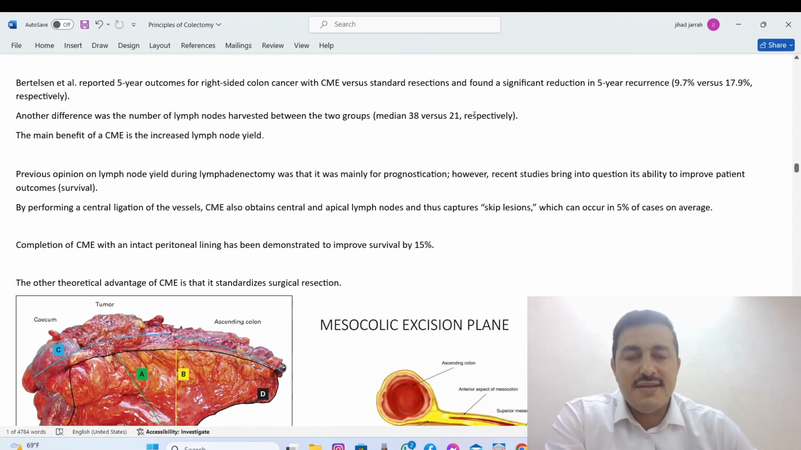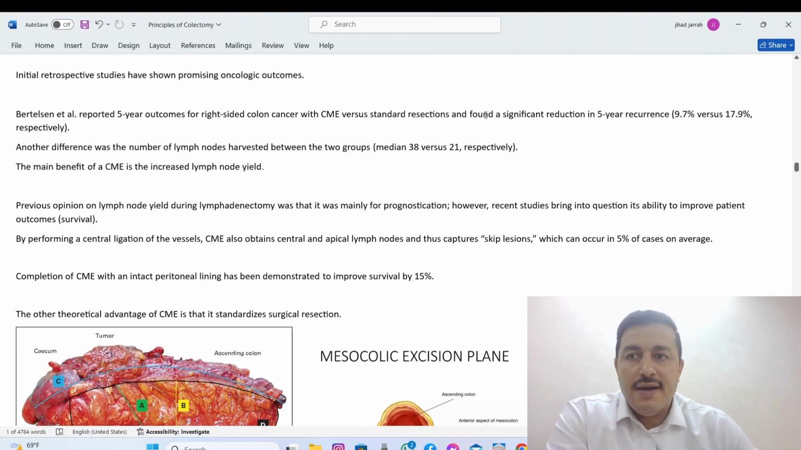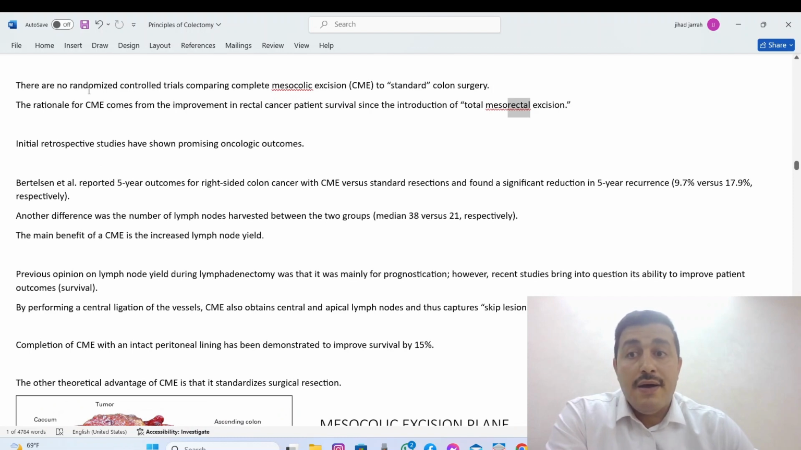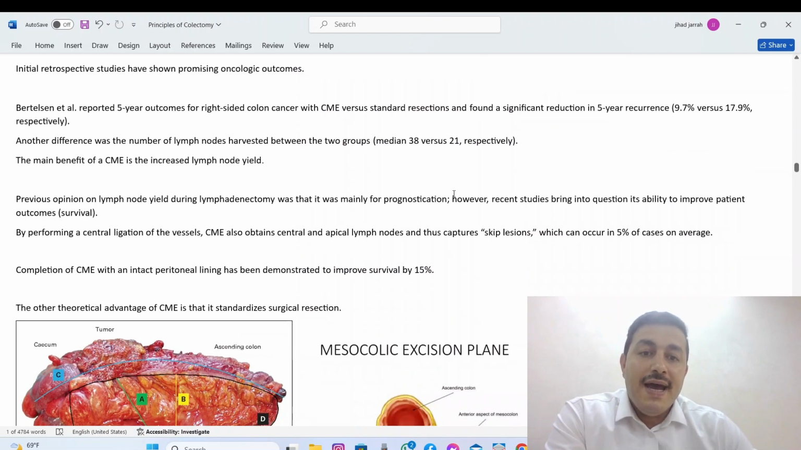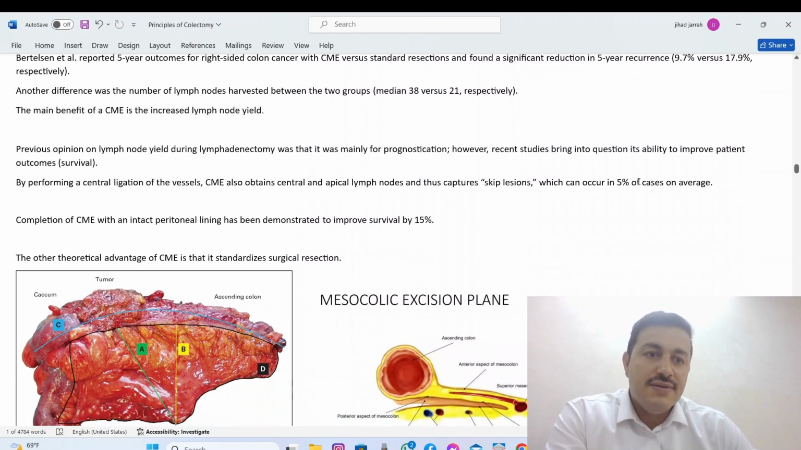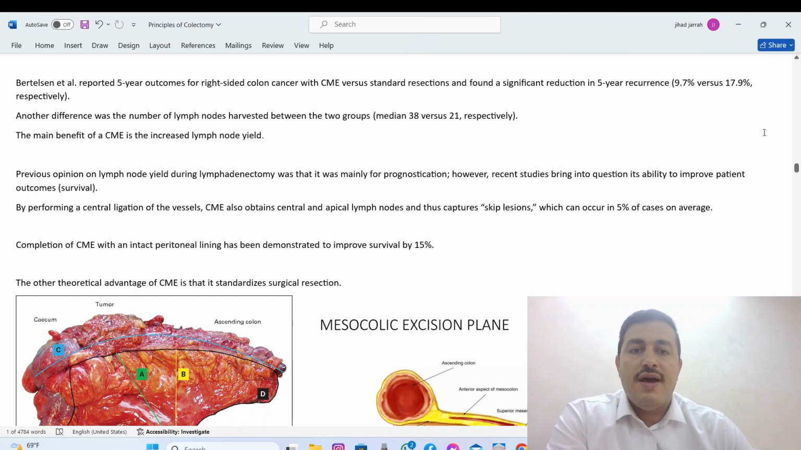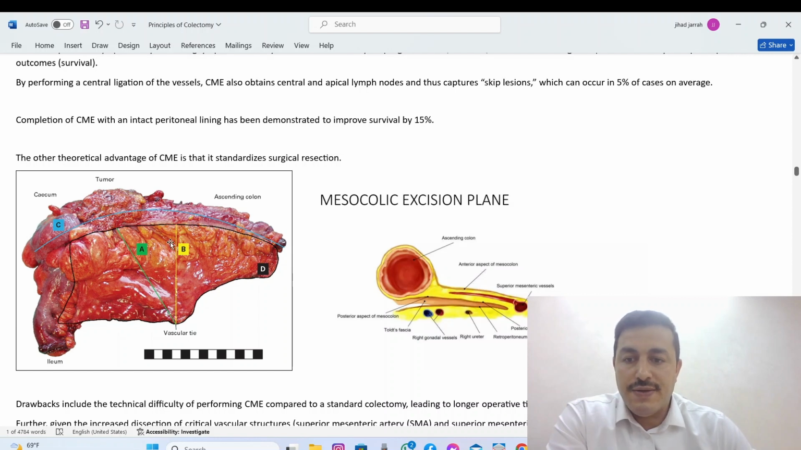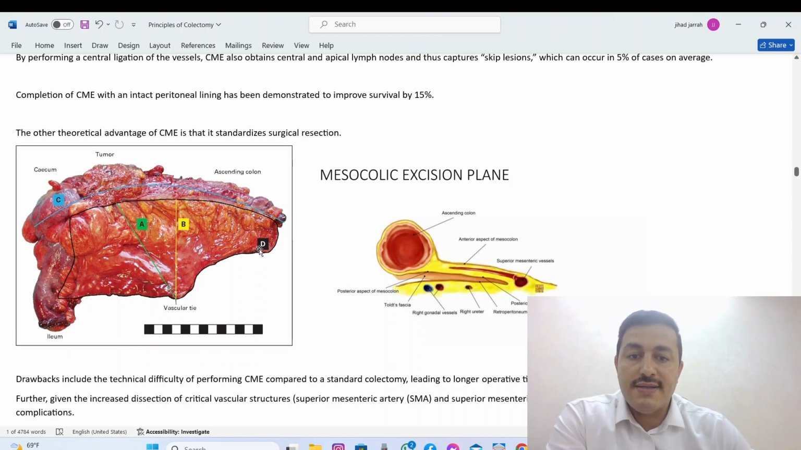And some studies, it's not a randomized controlled study, but they show that the recurrence rate is decreased when we perform complete mesocolic excision compared to just removing the colon without the mesocolon. Plus another benefit is that it's associated with more lymph node harvesting. The survival rate is increased compared to conventional surgery. This is again the complete mesocolic excision. This is the plane where we should remove the mesocolon, and posteriorly will be the retroperitoneal structures.